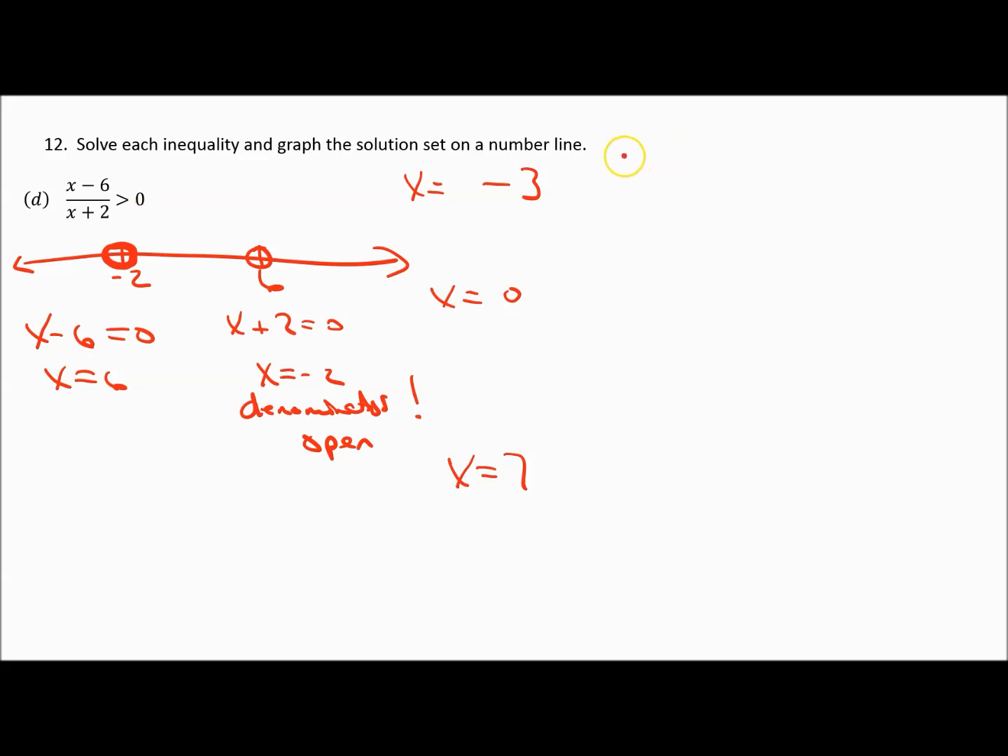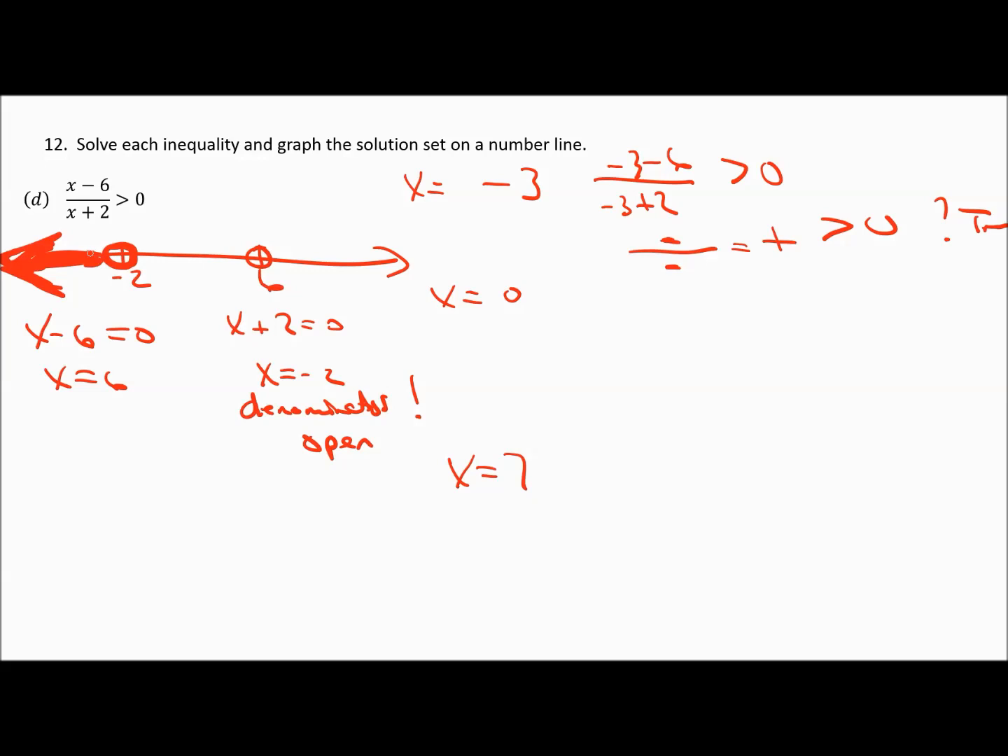So I'm going to do -3 minus 6 in the numerator over -3 plus 2 in the denominator. We're trying to see, is that true or false? Is that greater than 0 or is it not? In the numerator, notice we have a negative. -3 minus 6 is a negative. In the denominator, we also have a negative. A negative divided by a negative is equal to a positive. And is a positive greater than 0? That's the question. And yes, that's true. So I shade in this side over here to the left because this would be true for every value you plugged in, not just -3.